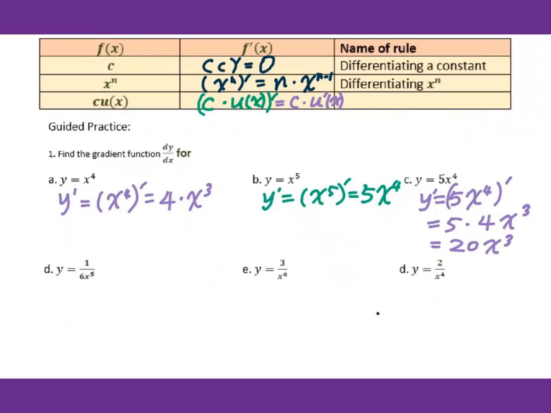For d, you have to make sure to change these expressions into a single power. So we have 1 over 6 x to the negative 5th power. Then we do the derivative. 1 over 6 will stay, times negative 5 x to the negative 6th power, because negative 5 minus 1 equals negative 6.